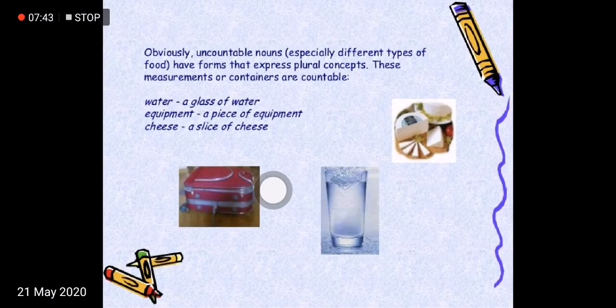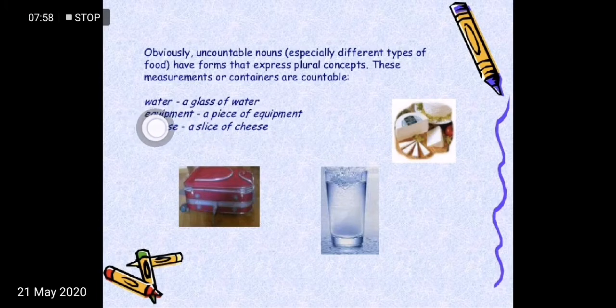Okay. So obviously uncountable nouns, especially different types of food, have forms that express plural concepts. These measurements or containers are countable. So uncountables को हम countable बना सकते हैं जब इनको हम measure कर सकते हैं.